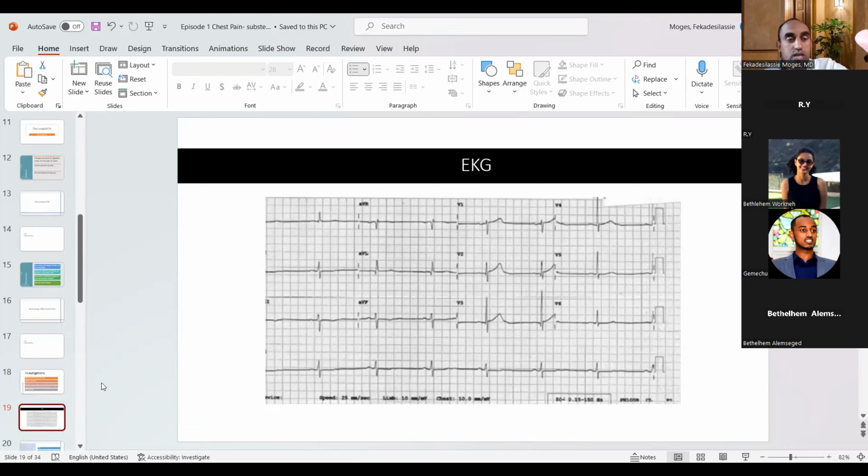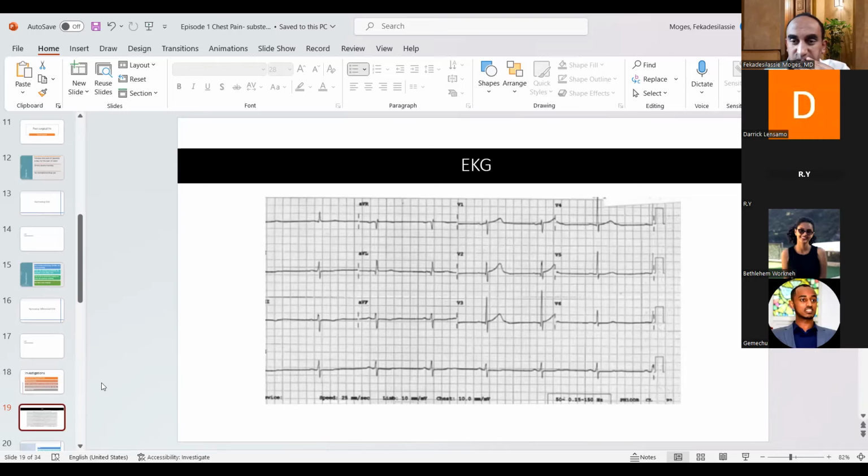What do you see here? Can we make it full screen? I'll do that.